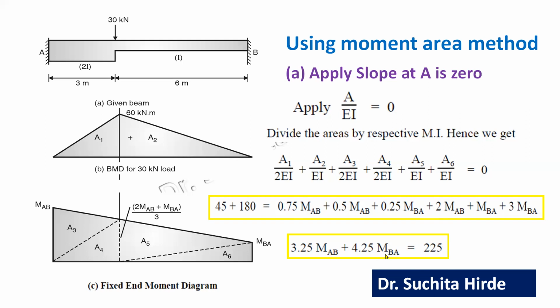Since there are two unknowns, we will have two equations. The first equation which we have applied is slope at A equal to 0. Now the second equation is deflection at A equal to 0. So let us apply the second condition. Let us consider this as equation number A, that is the first equation.